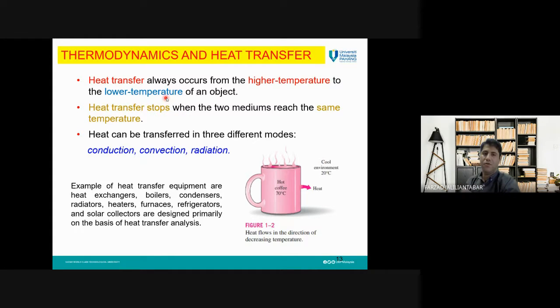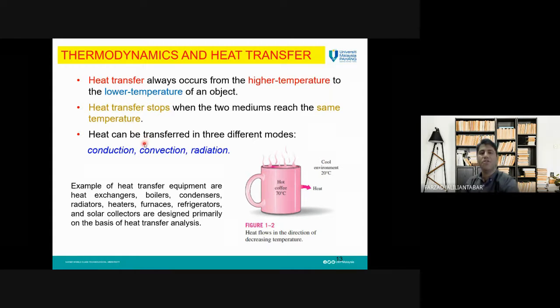So if we have a temperature difference, heat will transfer from the higher temperature body to the lower temperature body. But after some time, the temperature of the higher temperature body will decrease, and the temperature of the lower temperature body will increase. Finally, the temperature of the two objects or systems will be the same, which we call the equilibrium state, in which the temperature of the two systems is similar. And at that time, the heat transfer will stop. Then you can see the reason for heat transfer, which is temperature difference.